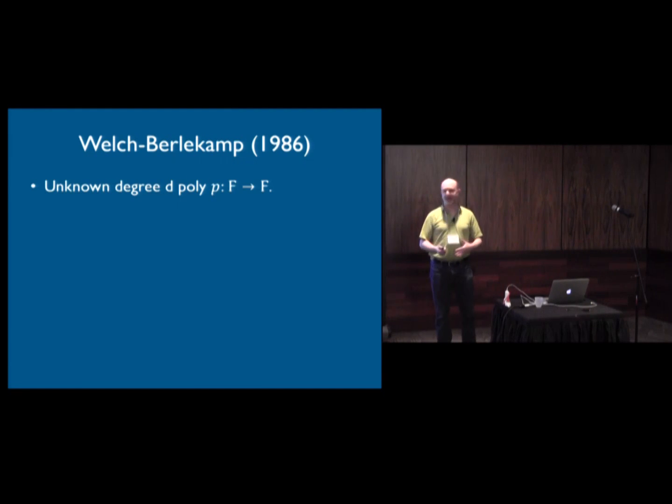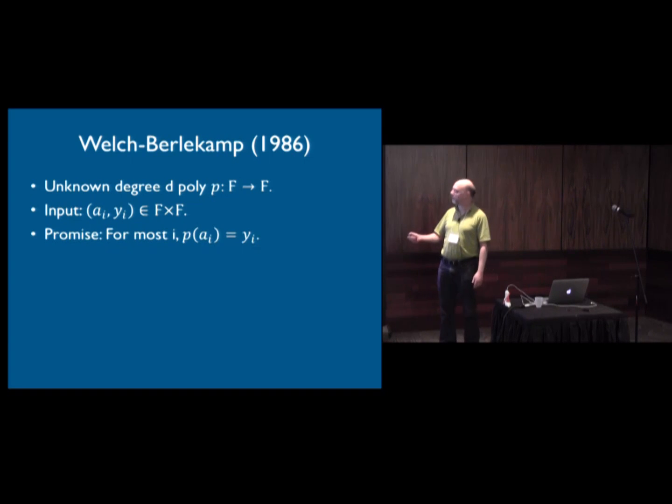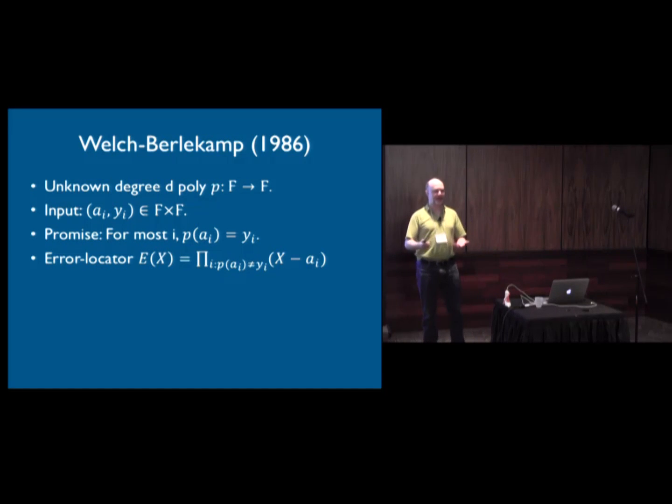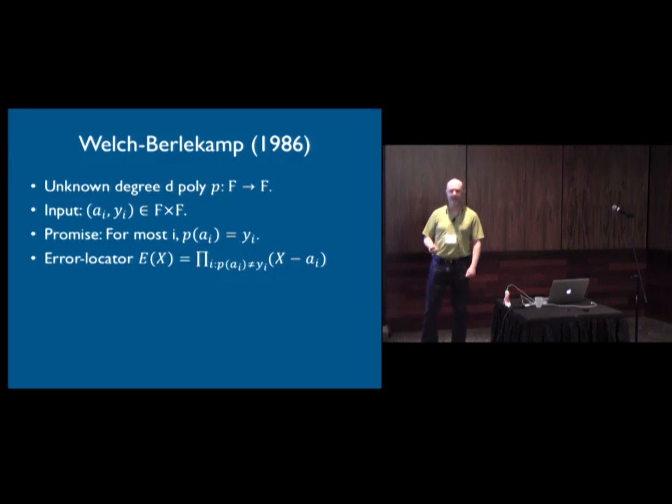So now we're in the finite field setting, F. F is a finite field, although everything I say works for any field. We have this unknown degree D polynomial P. We have input, and we're promised that for most i, in the normal sense of most, P of a_i actually equals y_i. The main idea of their algorithm is to use this error locator polynomial. It takes all the errors, where y_i does not equal P of a_i, and multiplies by x minus a_i. So this is a polynomial of degree the number of errors.